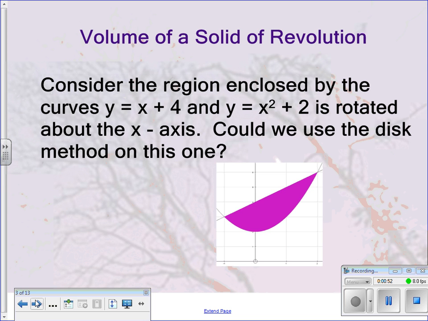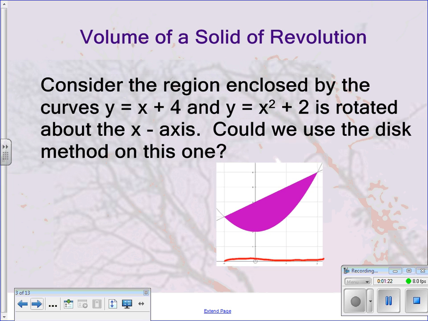So consider the volume of a solid of revolution. Consider the region enclosed by the curves y equals x plus 4, that's the line, and y equals x squared plus 2, that is the curved portion. So I'm taking that shaded area and I'm rotating it around the x-axis. So my axis of rotation is here.